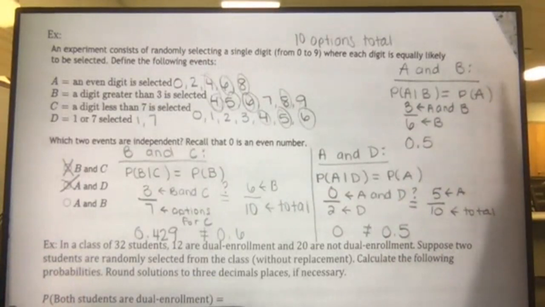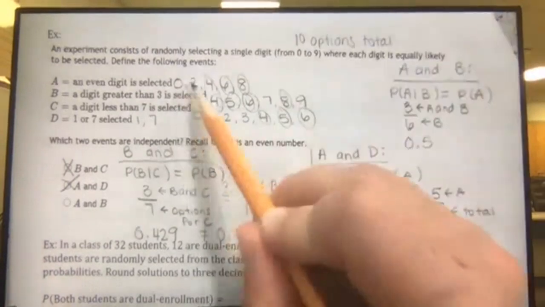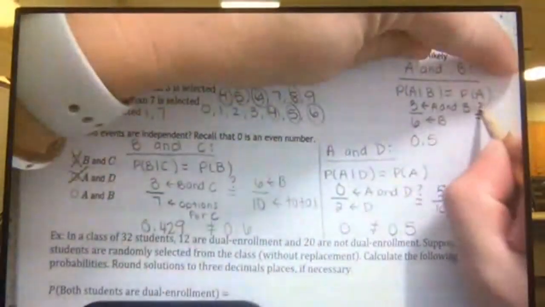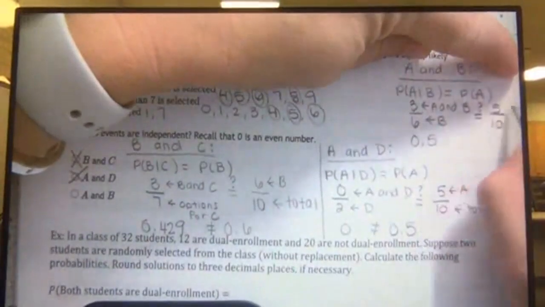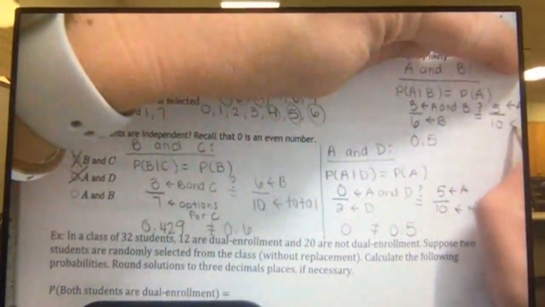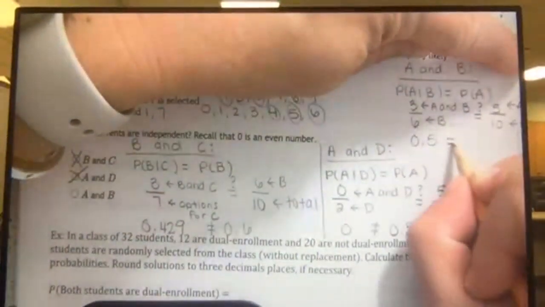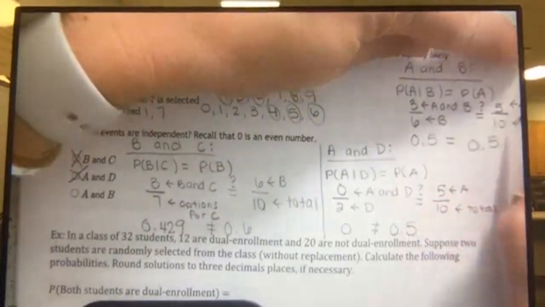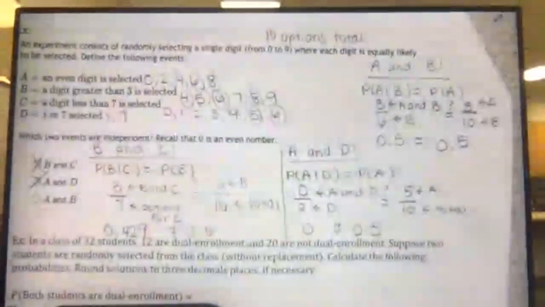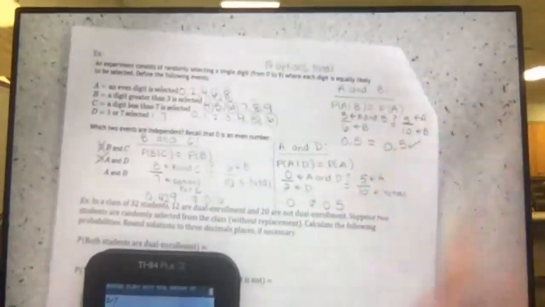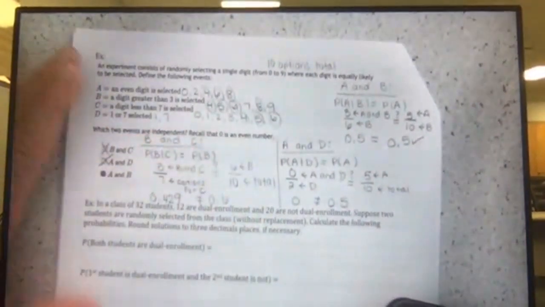And then what's the probability of A? So A has 1, 2, 3, 4, 5 options out of, we said we had 10 options total. This is why we put it into decimal form, because 5 out of 10 is 0.5. So even though they look like different decimals, they're still both 1/2. They're still both 0.5. So that worked. So because A and B worked, A and B are independent, and that would be our answer.